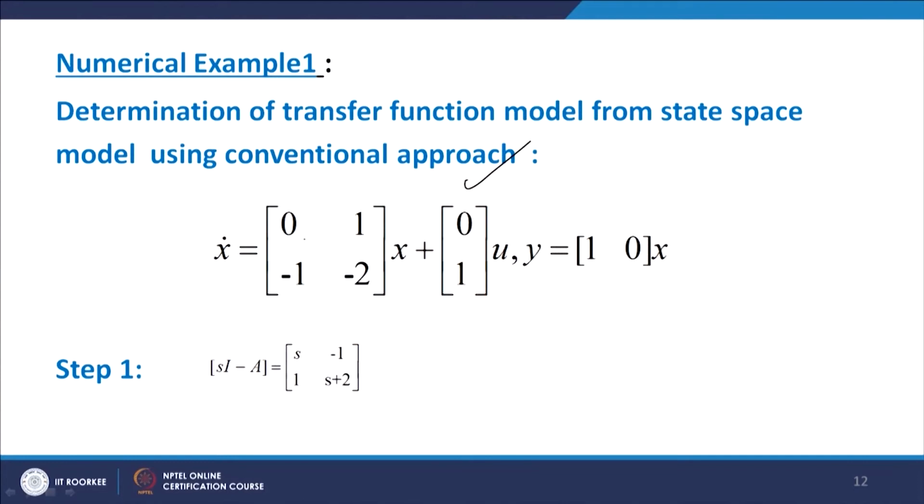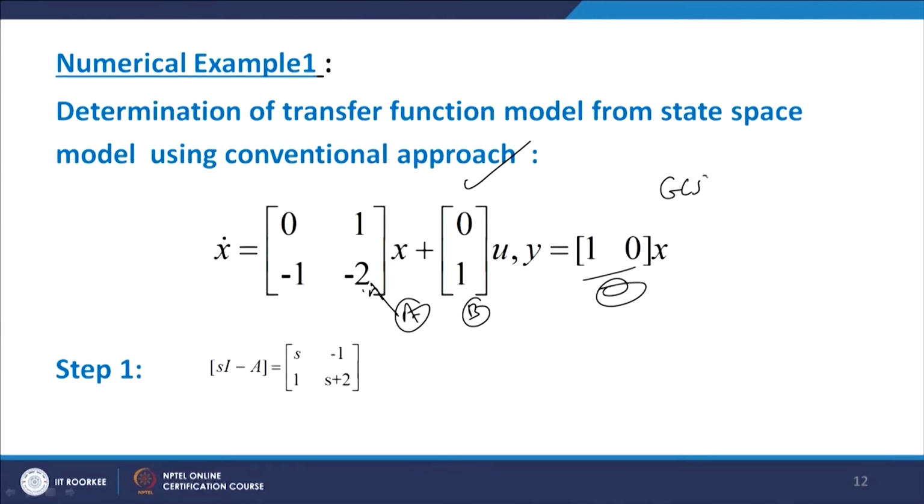Now x dot equals [0 1; -1 -2] x + [0; 1] u, y equals [1 0] x. So here we know A, this is B and this is C, A, B and C. So now we have to follow the steps. We want a transfer function, that means we want G of s for this plant. G of s means C (sI - A) inverse B plus D, this we require.